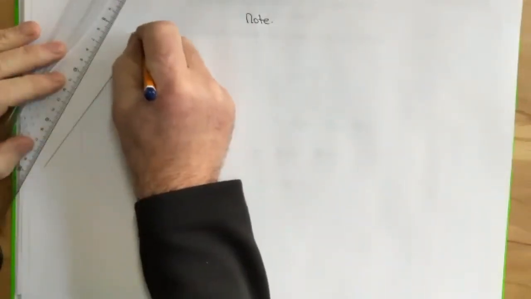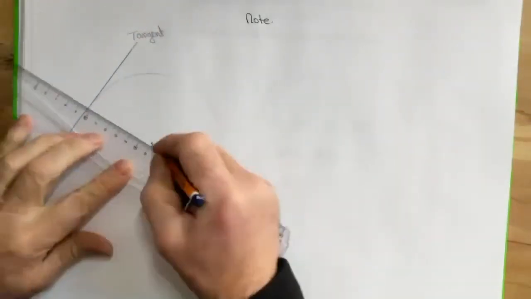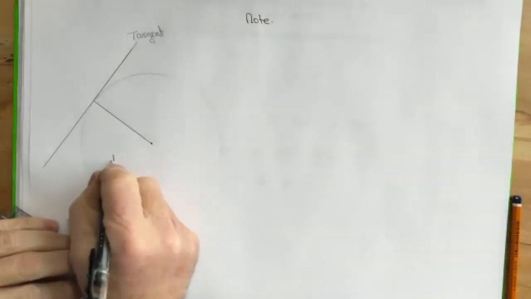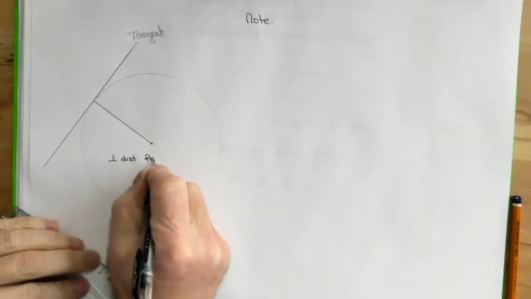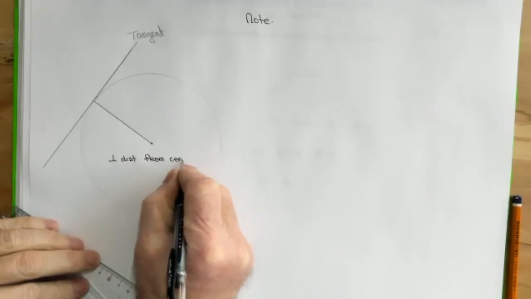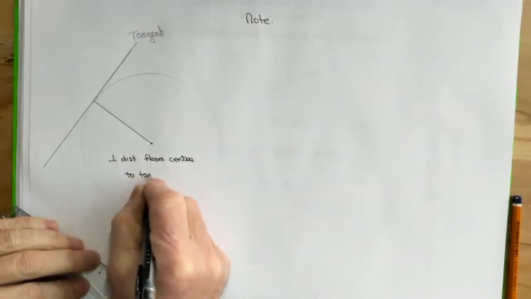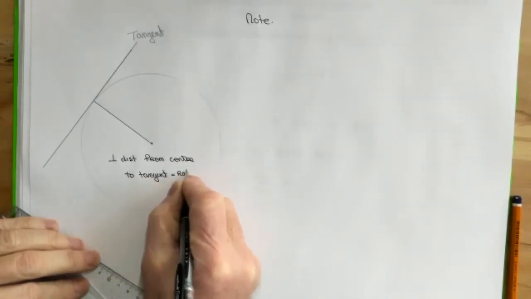If I give you the tangent, if I tell you it's a tangent, you will say to yourself, the perpendicular distance from the center to the tangent equals the radius.